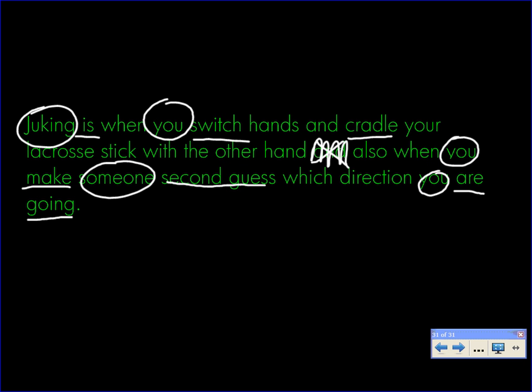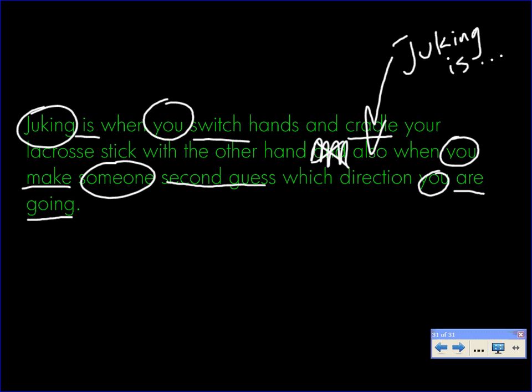Mia, you had a question? Or did you want to fix it? That is true. However, we're going to have to rewrite this. Because also when you make someone second guess which direction you are going, it's not a complete sentence, it's a fragment. Yes? Yeah, you could do that. Heather, the only danger of that, what problem have you run into now?